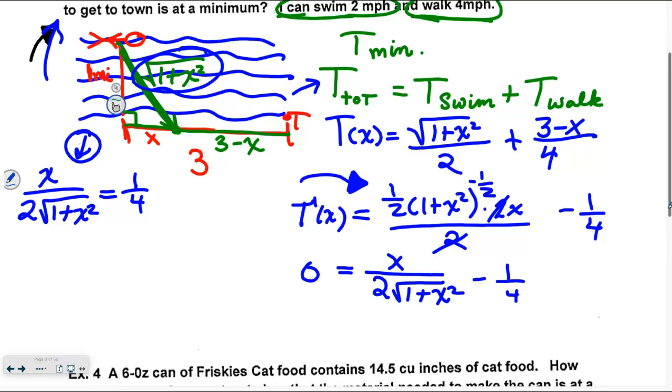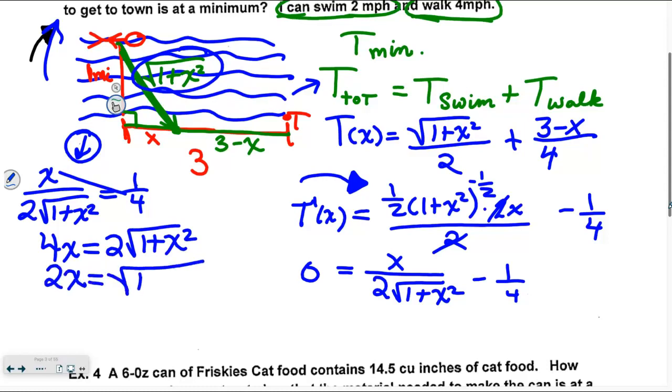Crisscross, yeah. I'm just going to multiply and set my cross products equal. So this would be 2 root 1 plus x squared. Done. I'm going to just divide by 2 so I can see it. And now I'm just doing algebra. So the calculus was minimal.